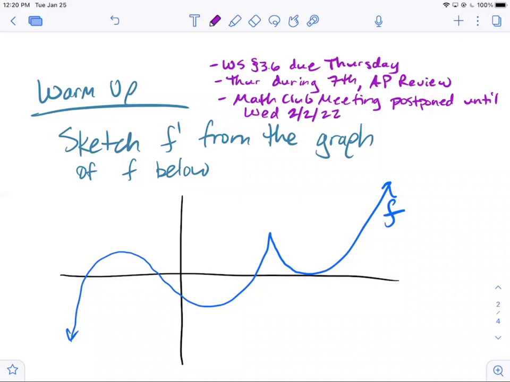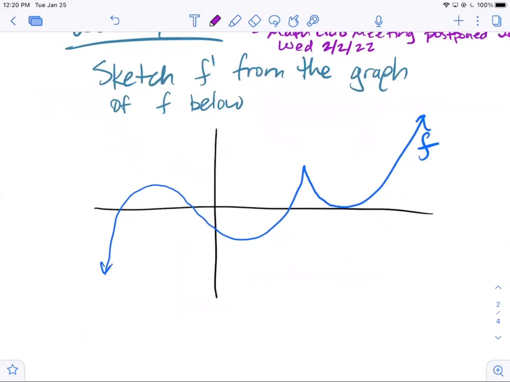Okay, sketch F prime from the graph of F below. So there's the graph of F. First of all, when you're talking about F prime, F double prime, don't use pronouns, whether you're talking to me or someone else, or especially if you're writing it on a test, because it's just too vague. There's too many nouns that we can refer to. So don't also just say the slopes. Okay, don't do that either.